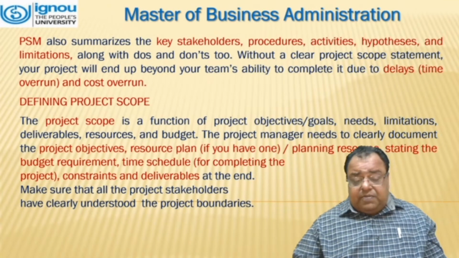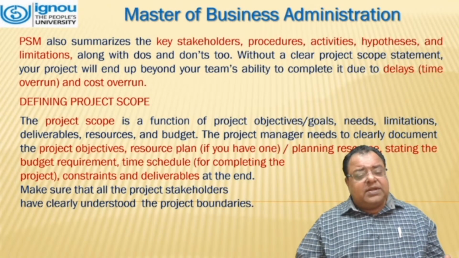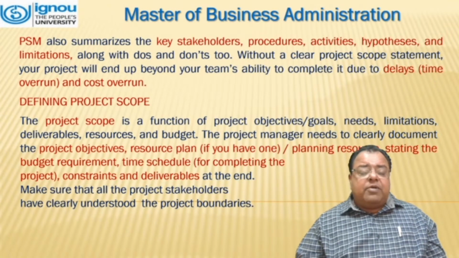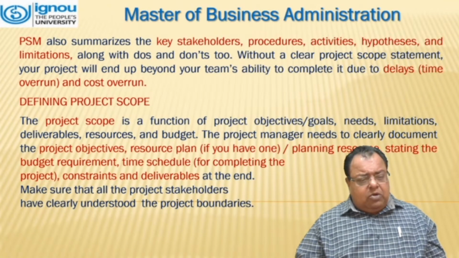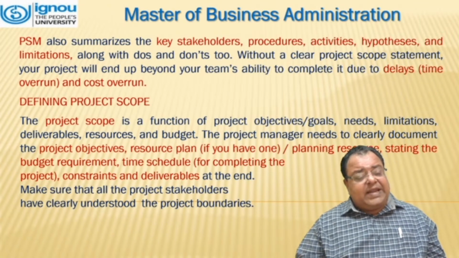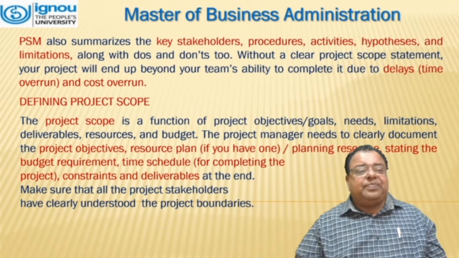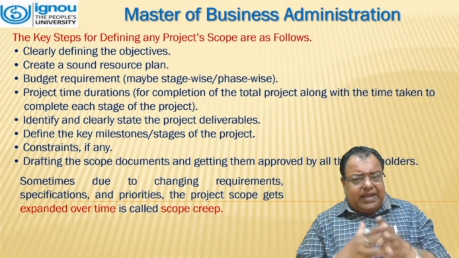How to define project scope? A project scope is a function of project objectives, goals, needs, limitations, deliverables, resources, and budget. A project manager needs to clearly document the project objectives, resource plan, if you have one, or planning resources, stating the budget requirement, time schedule for completing the project, constraints, and deliverables at the end. Make sure that all the project stakeholders have clearly understood the project boundaries. What are the key steps for defining any project scope?